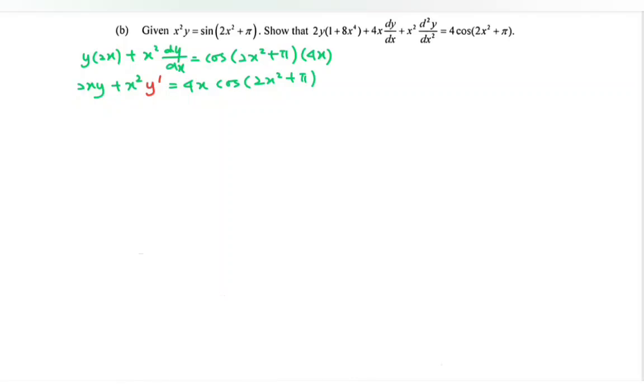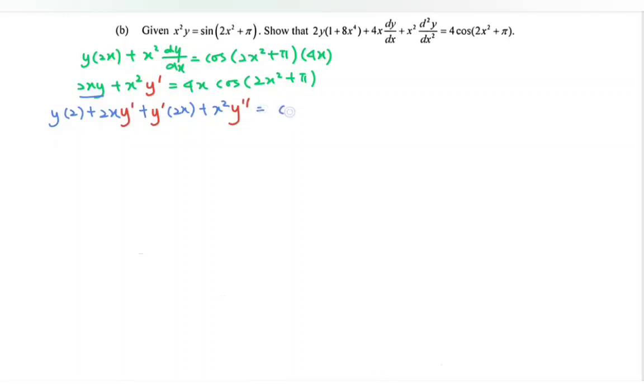Next, focus on the second derivative. So referring to this part, we will have y bracket 2, plus 2x. If we differentiate the y, we will have y prime. Continue. Plus, we have y prime, then if we differentiate, we will have 2x. Plus, we have x squared. If we differentiate the y prime, we will have y double prime, which is the second derivative.